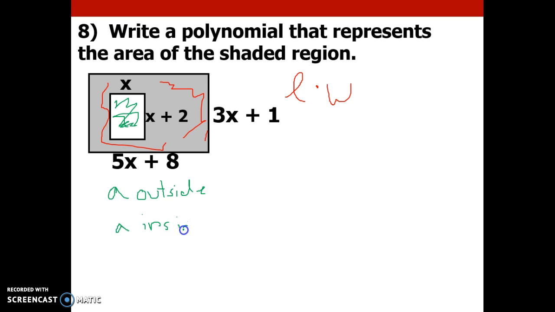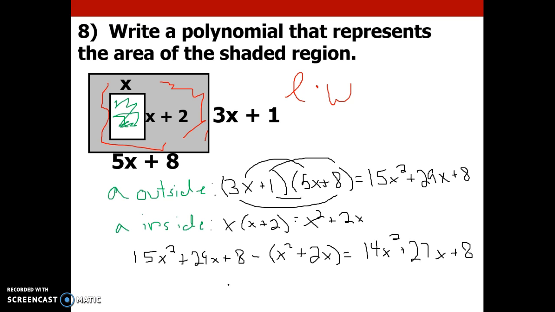What I want you guys to do is I want you to go ahead and give this one a try. Okay, try using our FOIL method, our multiplying, to find what the polynomial would be, the area of the outside. Then find the polynomial that represents the area of the inside. And then, after you do that, go ahead and subtract them and see if you can combine like terms and come up with the polynomial that represents the area of the purple part, the shaded region. Go ahead and try that for me.